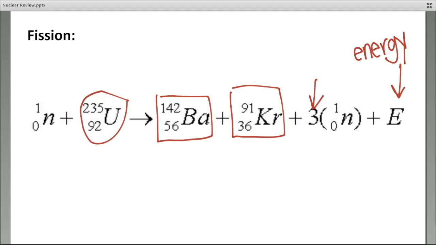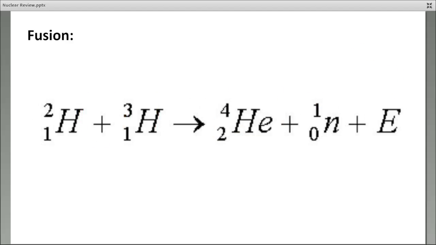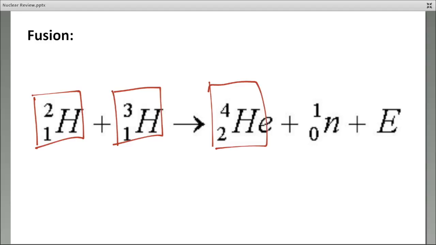Okay, so this is a fission reaction. You can see you've got one thing and you're breaking it into 2. So that's how you can tell it's a fission reaction. You just kind of have to look for the elements and tune out the other stuff. And then if we want to look at a fusion, you can see we've got 2 things and we're turning them into 1 and we're releasing energy.